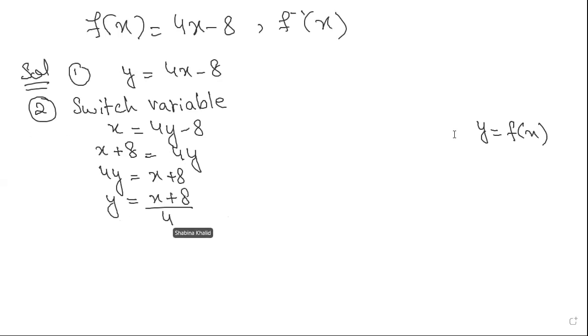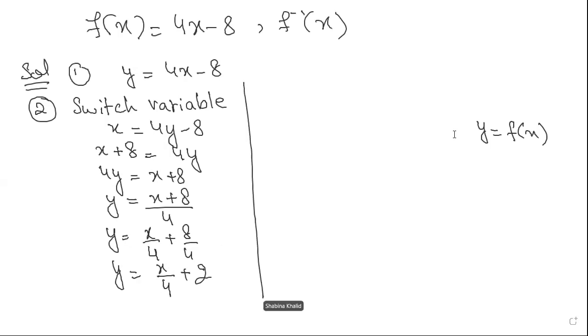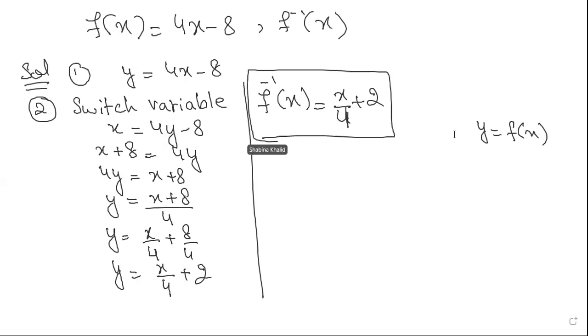I can also write it by separating the denominator over both terms in fraction form, so my answer would be x/4 + 2. And because I'm finding the inverse function, I can write f inverse of x = x/4 + 2. So this is my inverse function.